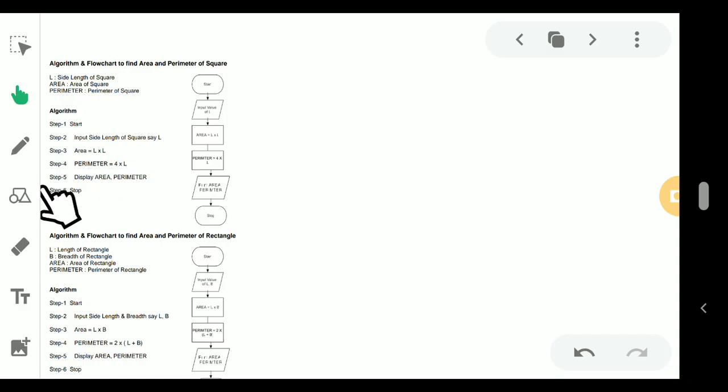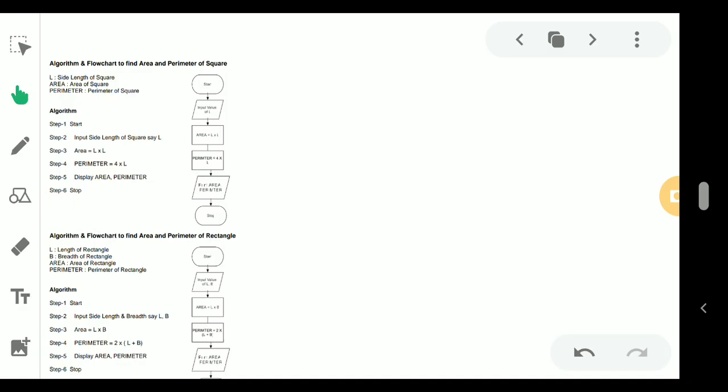Now both calculations are over, then we need to display them. So the fifth step is to display the area and the perimeter, because the variables PERIMETER and AREA hold the values of the calculation of the area and perimeter of a square. That's why we display these two variables. And the last step is stop.